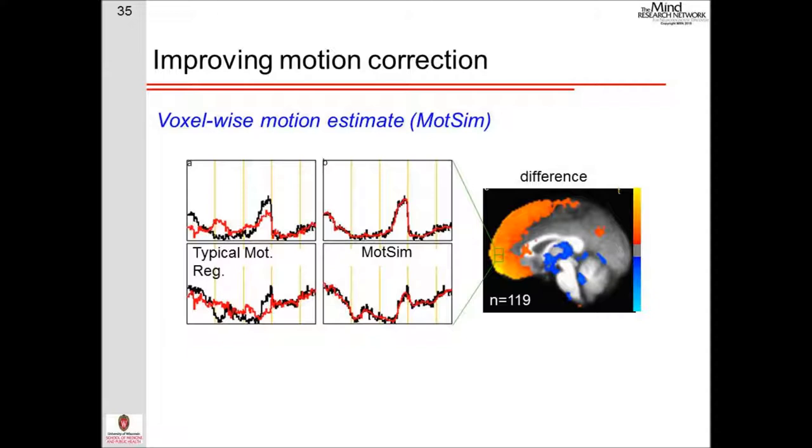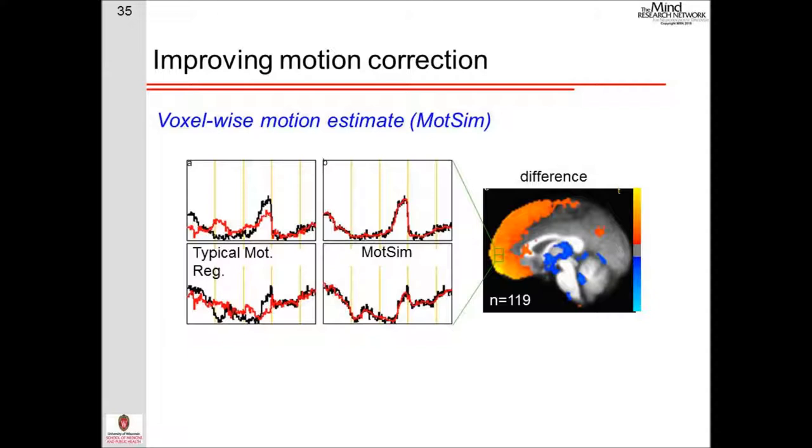Then you can do an ICA or principal components decomposition on all those time series and fit those to the data. What I'm showing here on the left are the typical motion regressors that we've used. On the right are the more simulated motion regressors, actually estimating what the signal change is that is induced by that motion rather than just the motion itself.